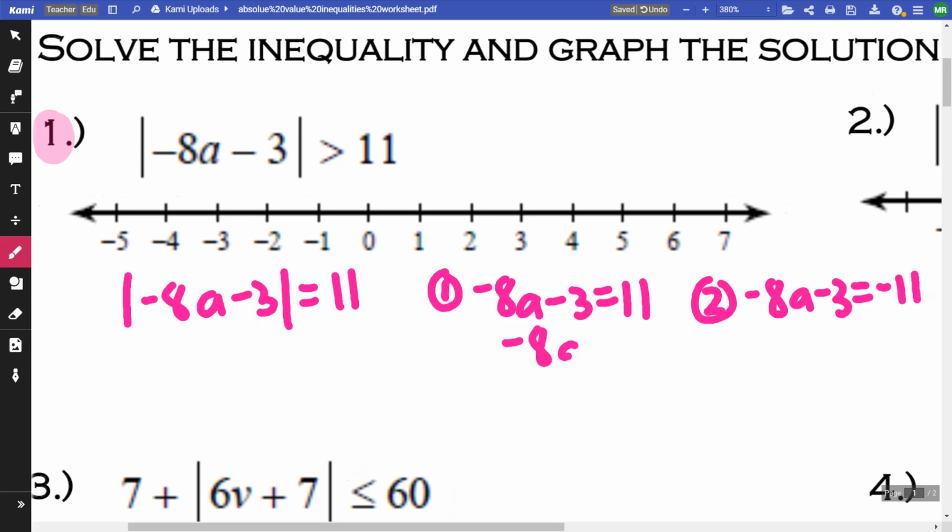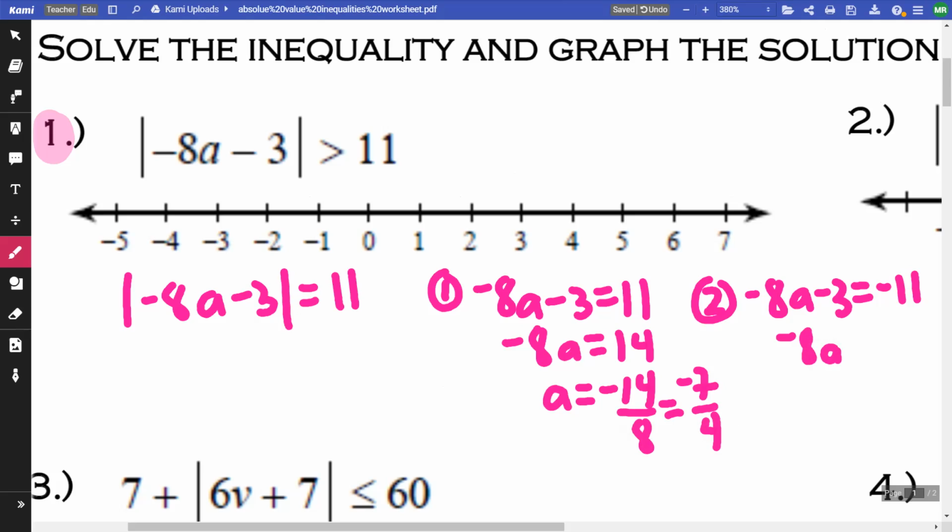So the first one, I'm going to add 3 to both sides and get a 14. Then I am going to divide both sides by a negative 8. So I get a negative 14 over 8, which is reducible by 2 to a negative 7 fourths. On number 2, I'm going to add 3 to both sides. So when I add 3 to both sides, I get a negative 8. I'm going to divide by negative 8, so I get a 1. So I have at negative 7 fourths.